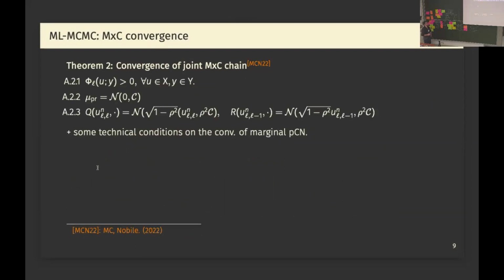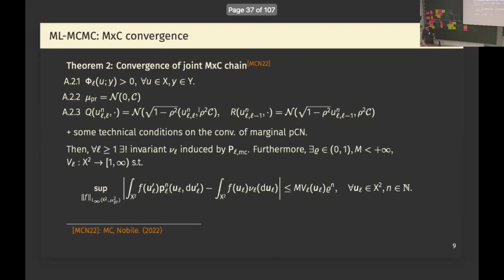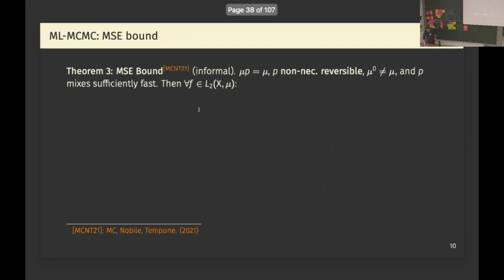We have a similar result for the maximal coupled MCMC algorithm, the multi-level MCMC algorithm. If we assume that the potential is strictly positive, that we have Gaussian priors, and that we have pCN proposals on each marginal, together with some technical assumptions on the convergence of these marginal pCNs, then we can get a similar result, in the sense that we can show that there exists a unique invariant measure nu L induced by this algorithm. Furthermore, we can show that we have geometric ergodicity, or that the chain converges geometrically ergodically to this measure nu L. It's a slightly weaker type of convergence.